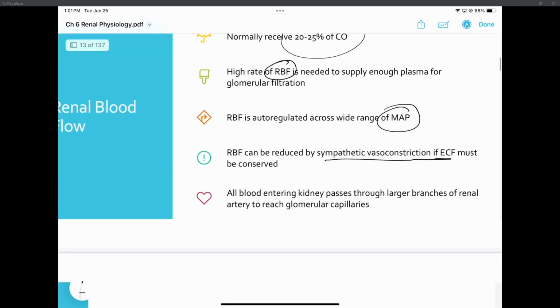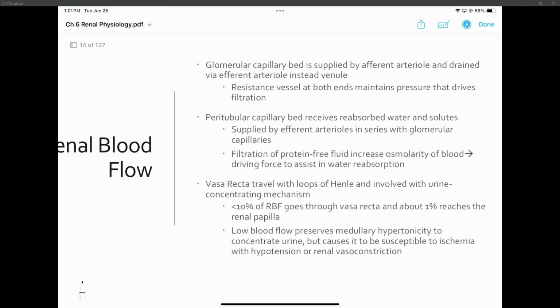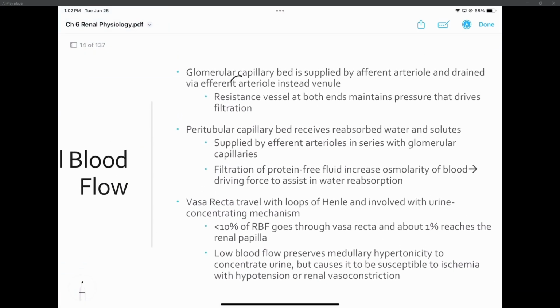All blood goes through the kidneys, passes through larger branches of renal arteries to reach those glomerular capillaries. So the glomerular capillary bed, this is still capillaries within that Bowman's capsule, has an afferent arteriole and is drained via efferent arterioles instead of venules. This is different compared to capillaries in the system. In the renal system, it goes from an afferent arteriole to an efferent arteriole. That efferent arteriole will then become an afferent to another nephron, so further filtration can happen and so forth.